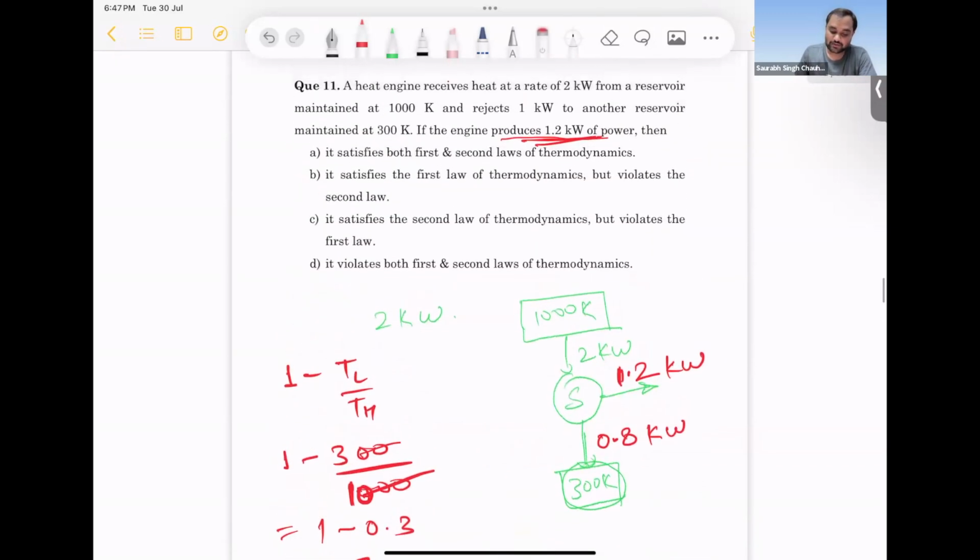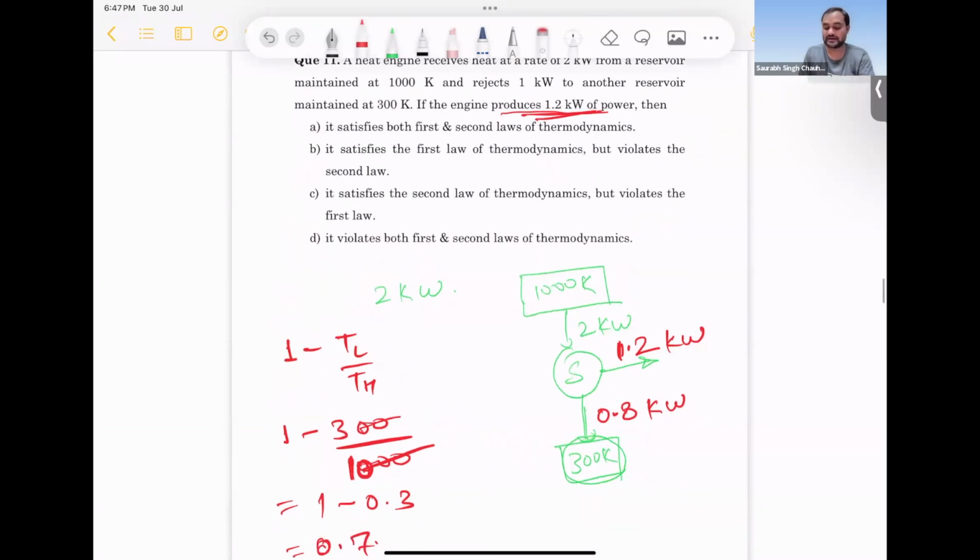So it can satisfy the second law. Okay. So part one says it satisfies both the first law and second law. So first law is obviously satisfied, and the second law can be satisfied. The second part says that it satisfies the first law of thermodynamics, but violates the second law. No, it does not violate it, right? Because we are not getting the maximum work, we are getting some lesser work output.